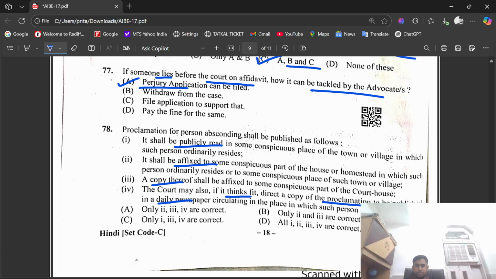The right option is option D: all, first, second, third, fourth. It can be done using all these four steps.